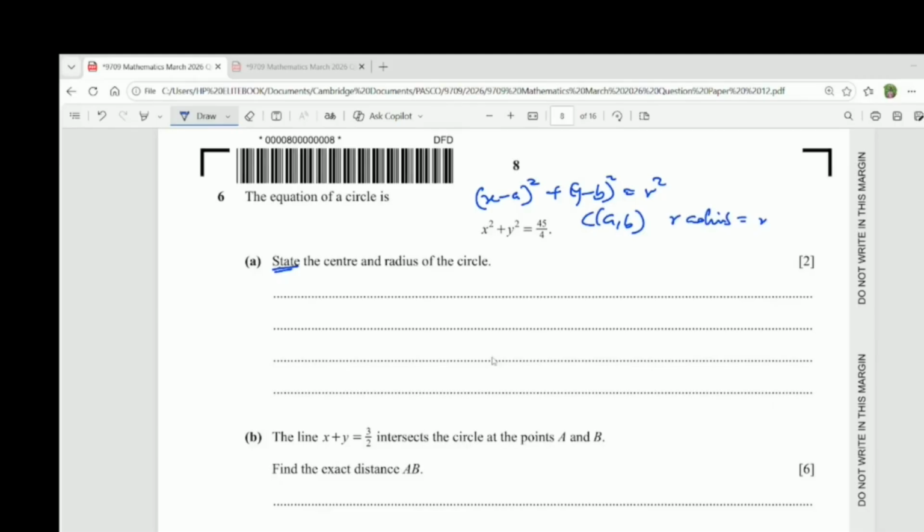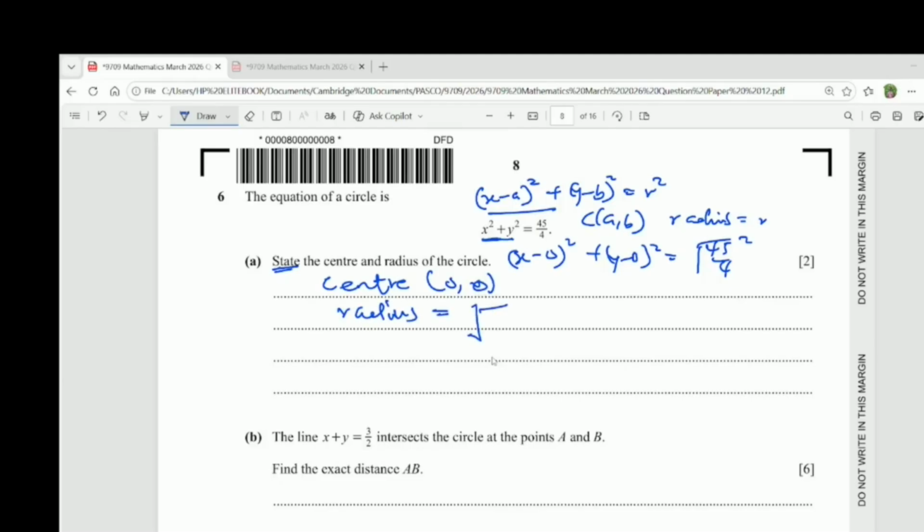So over here, this equation is in this form, where a and b are zero. So basically we have (x minus 0) all squared plus (y minus 0) all squared equal to root of 45 over 4, all squared. It means that our center is basically (0, 0), and then our radius is just root of 45 over 4, which we can simplify. Root of 45 is root of 9 times 5, so that's going to be 3 root 5, and then root of 4 is 2, so that's our radius.